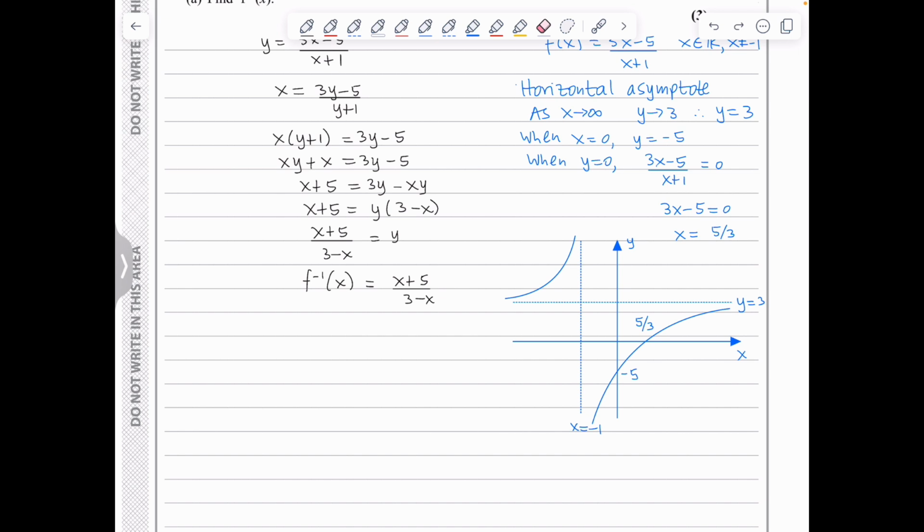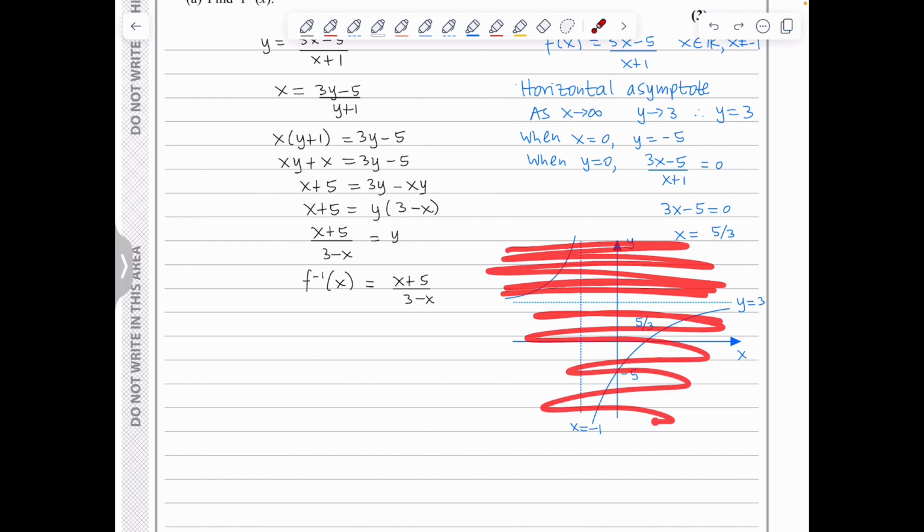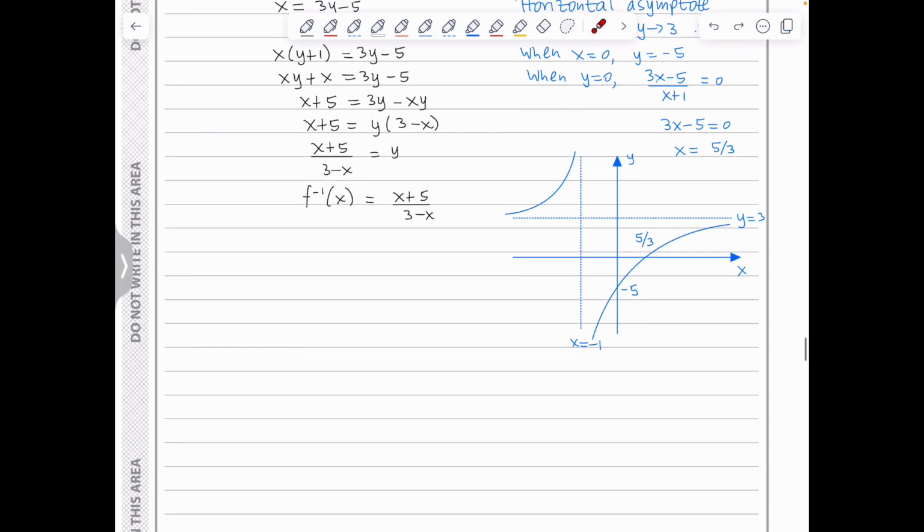We can see that the y values could be anything above 3 and anything below 3. In other words, the range of f of x would be all real numbers apart from 3. So f of x belongs to the reals, f of x not equal to 3. And this is exactly the domain of f inverse. So going back to f inverse, we say x belongs to the reals, x is not equal to 3. Remember that the examiner is expecting the domain every time you find an inverse, every time you find a function.